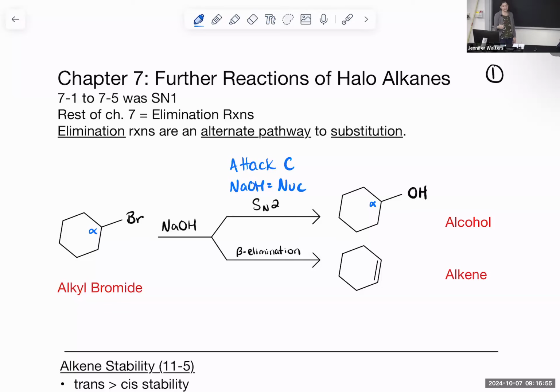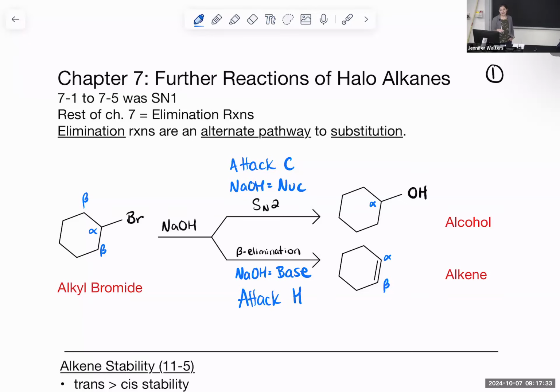Alpha being the one that is directly connected to the leaving group. And then we use our Greek alphabet just to go out, so that the next letter is beta. So it's alpha, beta, gamma, delta, epsilon, and so on. So beta comes next. And what we're going to see is that when NaOH acts as a base, we're going to do a beta elimination, meaning that we're going to attack that beta hydrogen. We're going to attack a hydrogen. That makes our alkene, right?